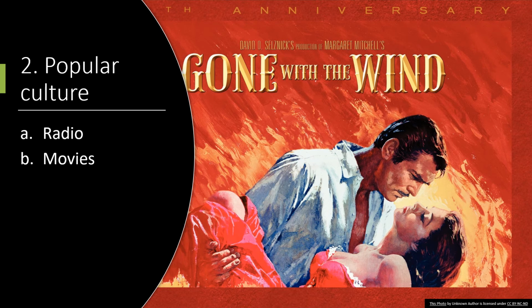Horror movies such as Dracula, Frankenstein, and King Kong. Most popular film in 1939 was Gone with the Wind, a drama about the South during the Civil War and Reconstruction. Escapist slapstick comedies like the Marx Brothers, Chico, Groucho, Harpo, and Zeppo in A Night at the Opera, Animal Crackers, Coconuts, and Duck Soup.